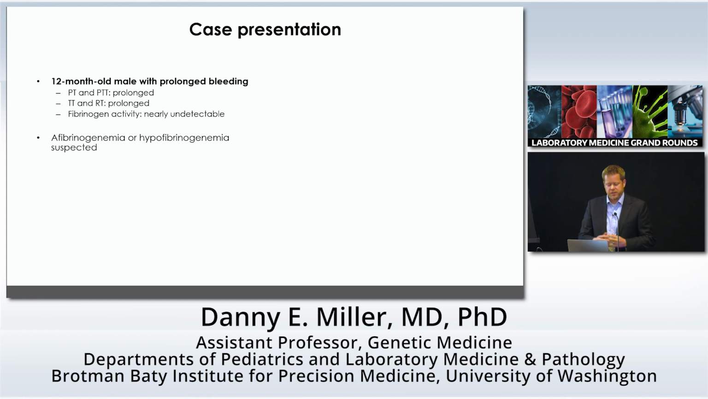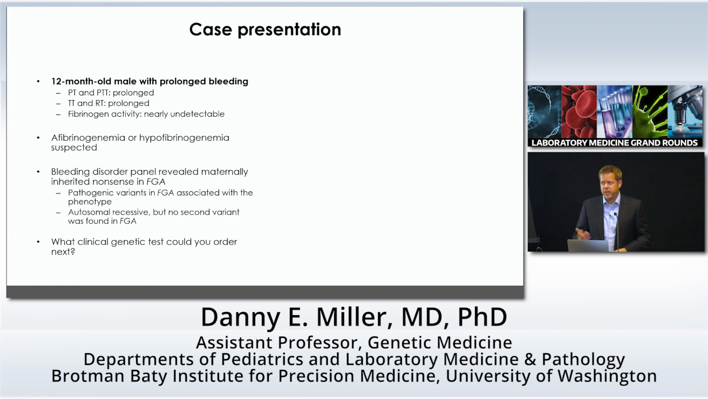The first one is a young child who has prolonged bleeding, and he gets a typical workup that identifies essentially nearly undetectable fibrinogen activity. So the question is, does he have afibrinogenemia or hypofibrinogenemia? He ends up in a genetics clinic where testing is sent. A bleeding disorder panel is sent, and it identifies a single variant in a gene called FGA. That's the fibrinogen alpha chain gene, one of the three components of fibrinogen. But there's no second variant found.